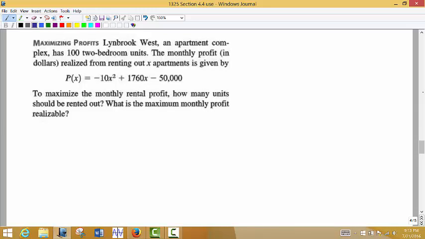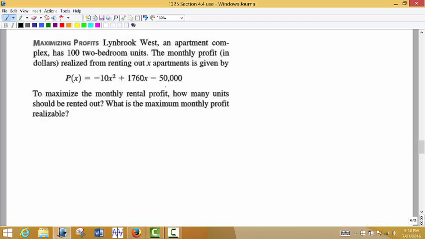Okay, we're going to look at a couple of word problems here. One of the reasons why we might want to look into optimization is to find out how to solve some real-life examples. For example, here we have an apartment complex that has 100 two-bedroom units that they can rent. The monthly profit in dollars from renting out x number of apartments is given by this function here. So we have our profit function. What we want to do is find the absolute maximum profit that we can make. So we want to optimize the situation.